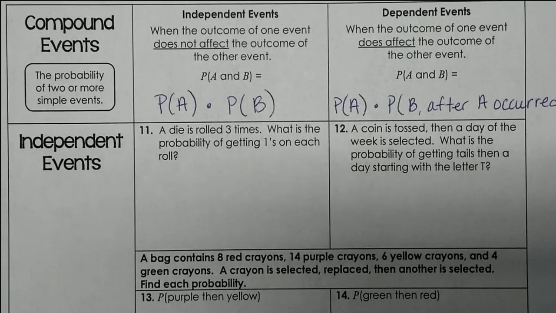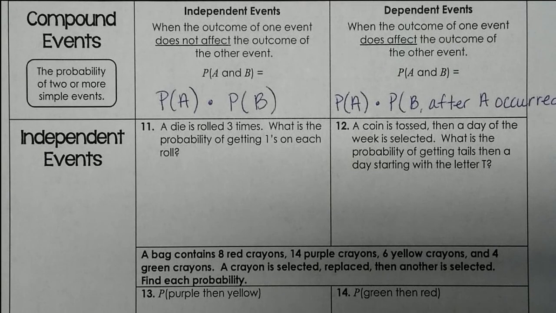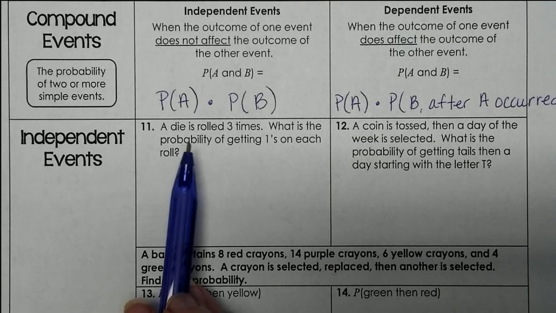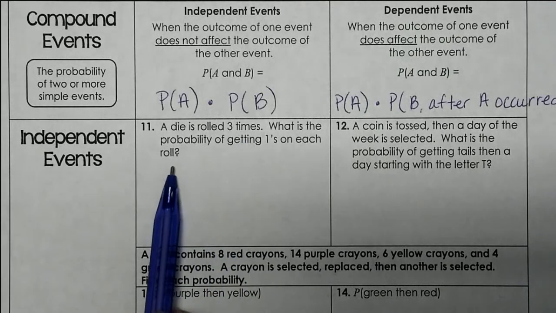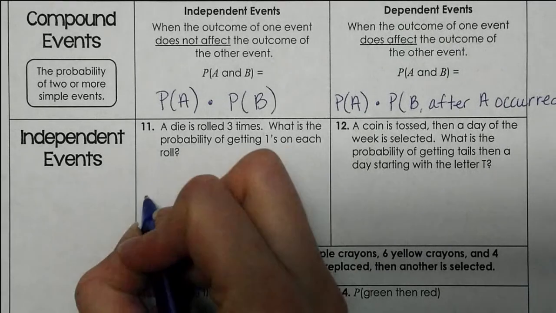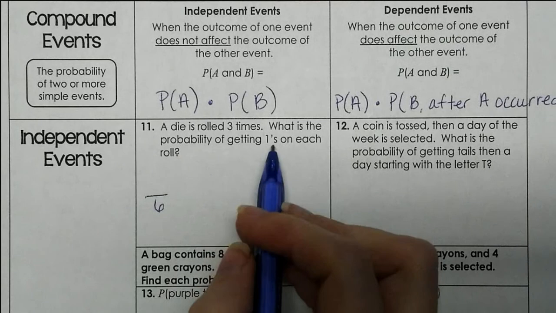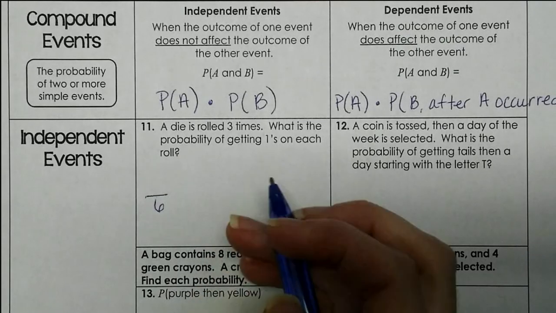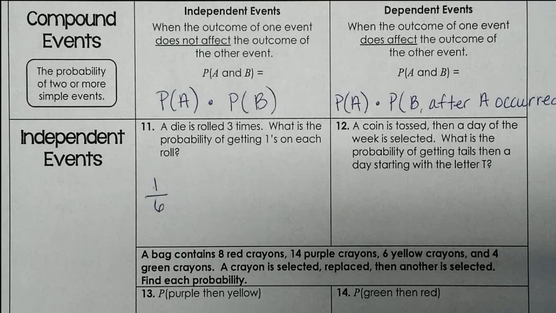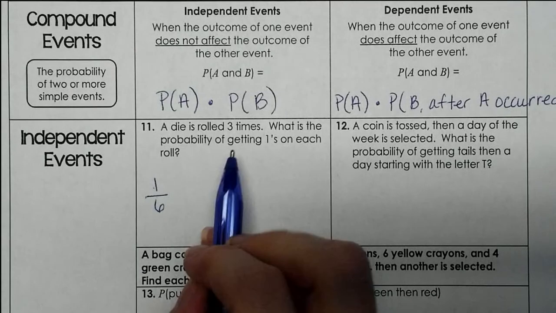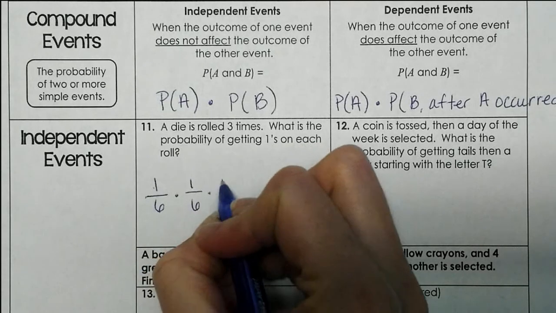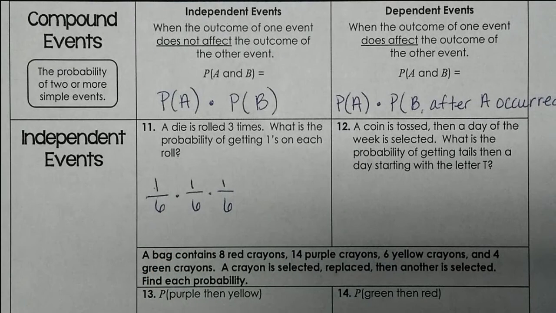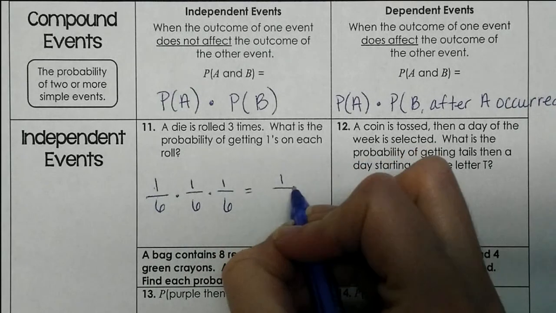Okay. So let's look at independent events first. It says a die is rolled 3 times. What is the probability of getting 1s on each roll? So you know that you've got 6 possibilities total. You only have one 1 on each die. So the probability of rolling a 1 each time is 1 over 6. And it tells us that we're going to roll it 3 times. So you're going to take that and multiply it 3 times. So if you do that, you get 1 over 216.